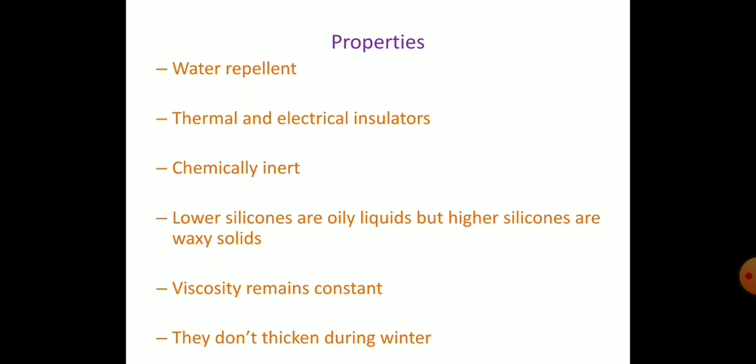So these are the properties of silicones. What are they? They are water repellent. They are thermal and electrical insulators. They are chemically inert. The lower silicones are oils, whereas the higher silicones are waxy solids. Then viscosity remains constant. Even upon heating, there is no change in the viscosity. Okay, so with this, the properties of silicones are over. Then we have to see about the uses of silicones. That is given in the next slide.